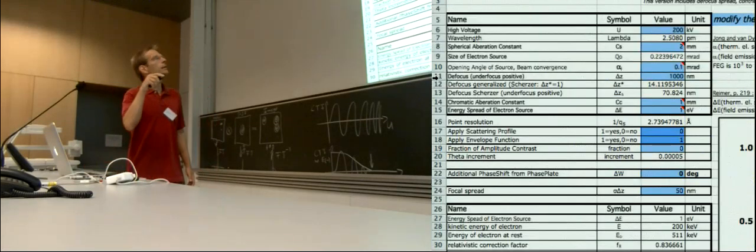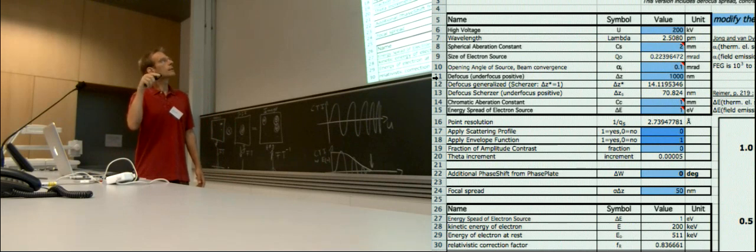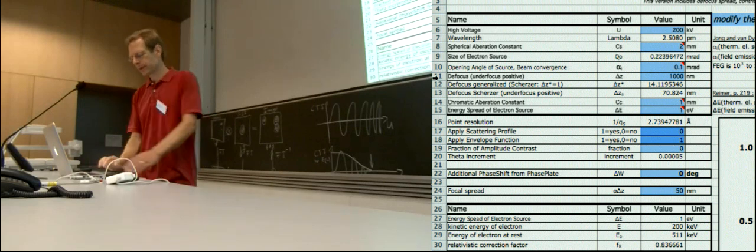So what acceleration voltage do you have? 200 kilovolts or 300? What is the CS, the spherical aberration constant, 2 millimeters? What is the defocus, 1 micrometer defocus, and so on, lots of others. All these blue fields are constants. And it's an Excel sheet.